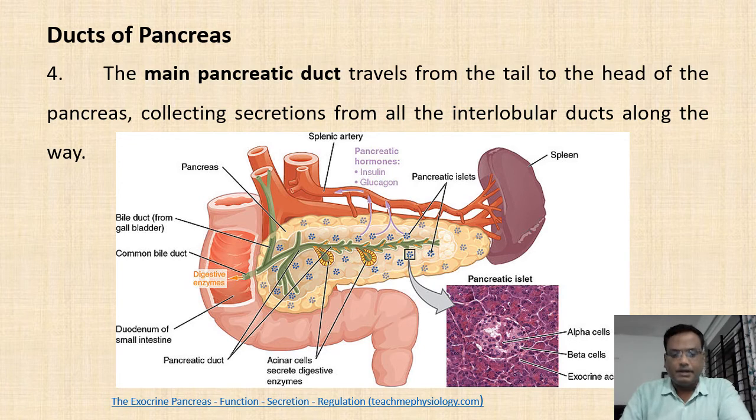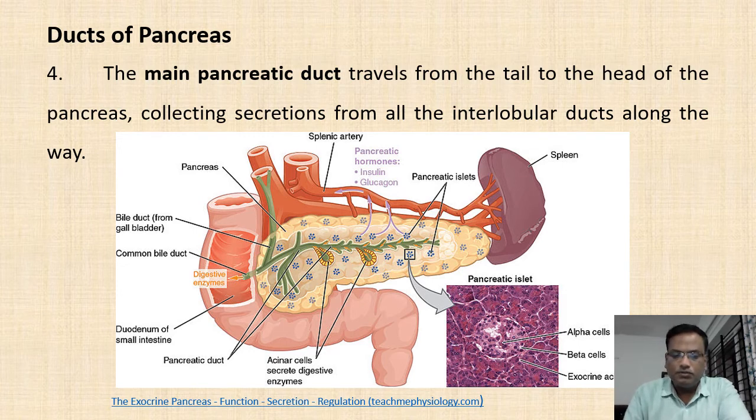The main pancreatic duct travels from the tail to the head of the pancreas, collecting secretion from all the interlobular ducts along the way. So here you can see this is the pancreas and this is the tail part and this is the head part. The pancreatic duct actually runs from the tail part to the head part, and this duct collects the secretion of all the pancreatic acini. The secretion of each and every cell is ultimately going to enter into the pancreatic duct.